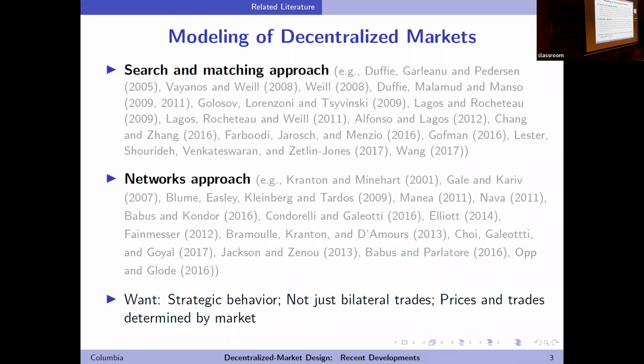A little bit. But in the search and matching approach, one of the challenges, even today, there was a conference in honor of the DGP paper at MIT three or four weeks ago, and Pierre-Olivier Weill gave an overview presentation and a historical account of the literature, and he said that even today the key challenge is linking these models to asset pricing, and this requires introducing multi-unit demands, right? So that we can talk about pricing power or market power.